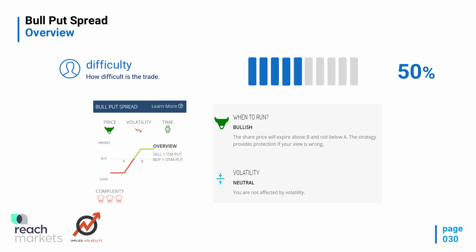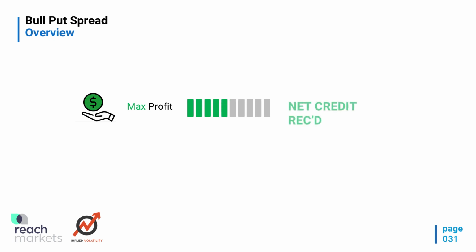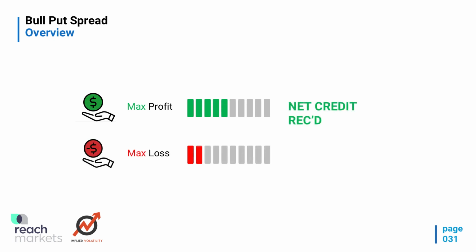Also, if the share price is above point B, you're going to have a positive impact from time. If it's below A, you can have a negative impact from time. In this case, there's a reversal of maximum profit versus maximum loss. The maximum profit is going to be limited to the net credit that you've received. The maximum loss is going to be the difference in the strikes less the net credit received.